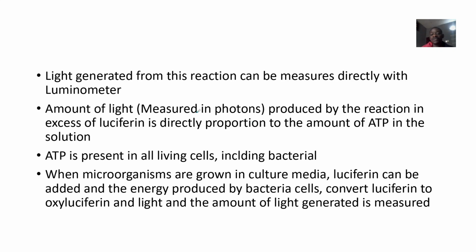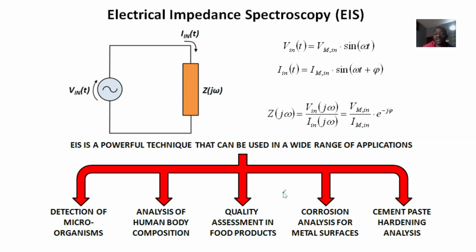The amount of light, measured in photons, produced by the reaction in excess of luciferin is directly proportional to the amount of energy that was generated in the solution. ATP is present in all living cells, including bacteria. So when microorganisms grow in culture media, luciferin can be added, and the energy produced by the bacterial cells converts luciferin to oxyluciferin and light, and the amount of light generated is measured. It shows a proportion of the energy consumption of the bacteria, so it helps in detecting different bacteria.